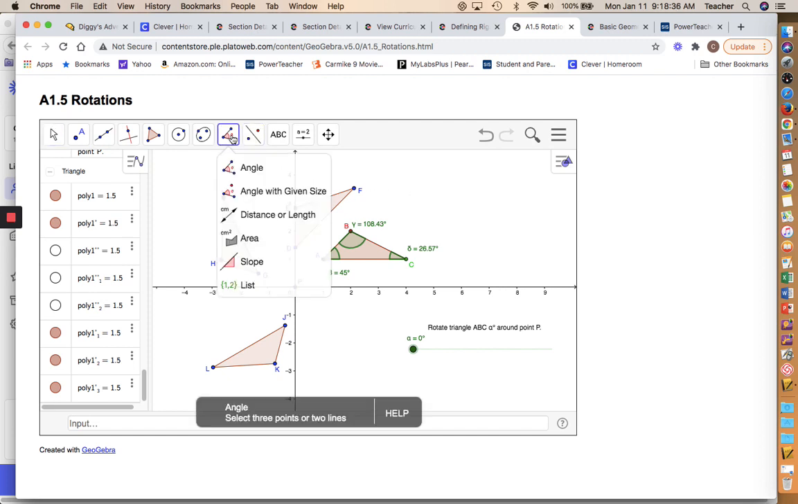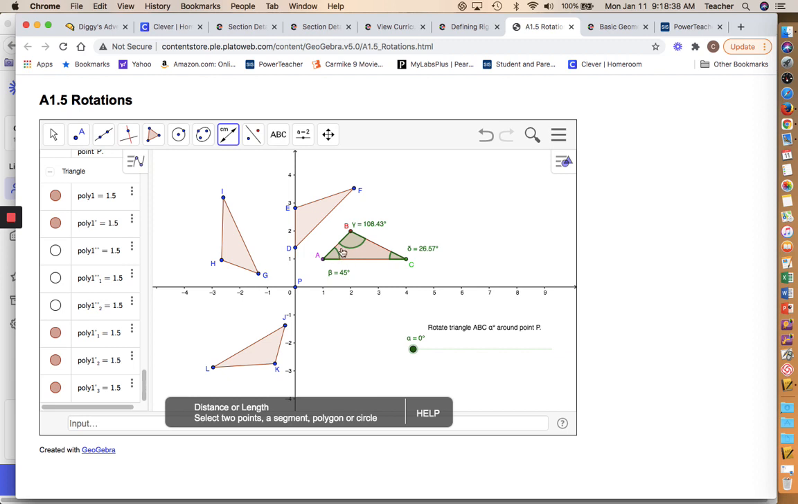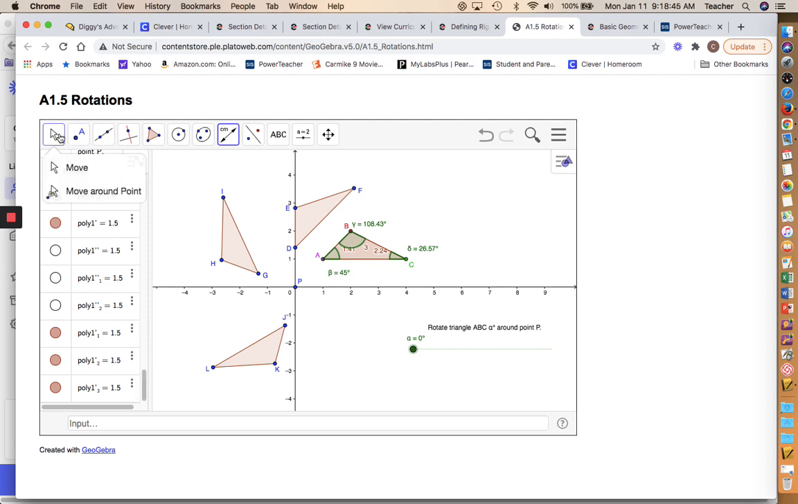I'm going to go up here to the angle, but I'm going to select distance and length. I'm going to select AB, BC, and AC. I'm going to move those so you guys can see them better. So 3 was the bottom one. There we go. All of these A, B, D, E, G, H, J, K, they're all going to be 1.41. B, C, E, F, H, I, and K, L, they're all going to be 2.24. And the biggest one, all going to be 3.